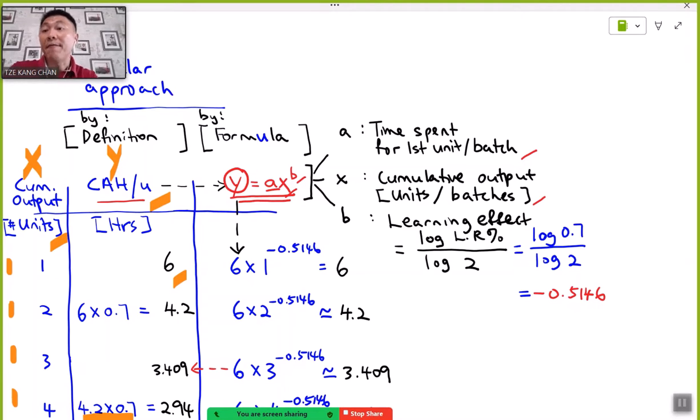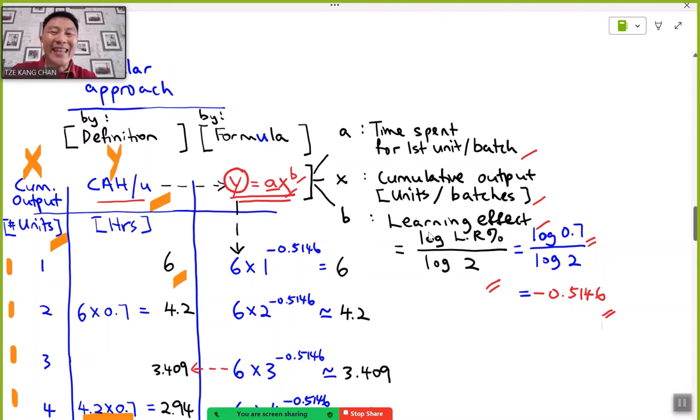Last but not least, b is called the learning effect function, which is derived with the formula of log learning rate divided by log 2. Whatever learning rate is given by the question, with the scientific functions in the calculator or the electronic calculator shown in the spreadsheet during the exam, students should be able to derive the learning effect. And my advice for you: when you write down the learning effect b, take at least 4 decimal places to ensure the precision and accuracy of the results found later.